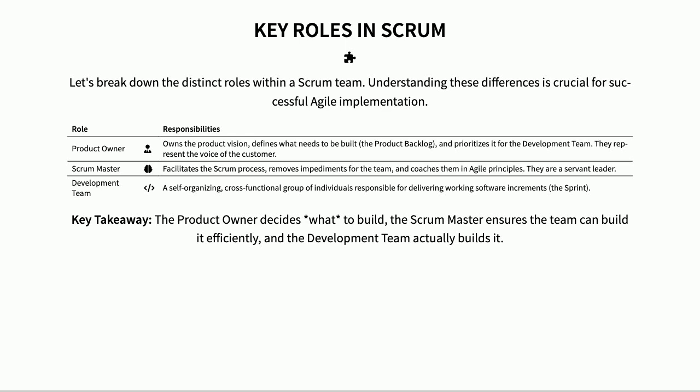Then there's the Scrum Master. Think of them as a coach or facilitator. Their job is to help the team work smoothly, clear any roadblocks they encounter, and make sure everyone understands Agile principles. Finally, we have the development team. This is the group of people who actually build the product. They're self-organizing and cross-functional, meaning they have all the skills needed to get the job done.